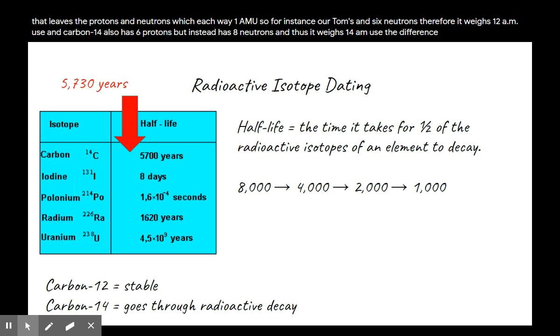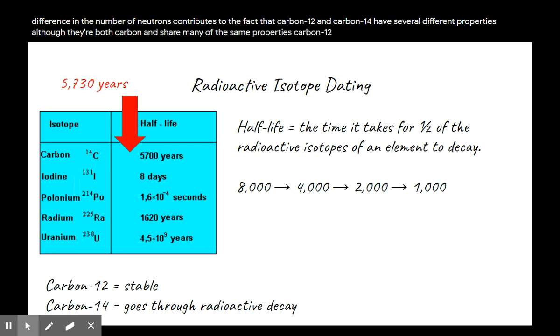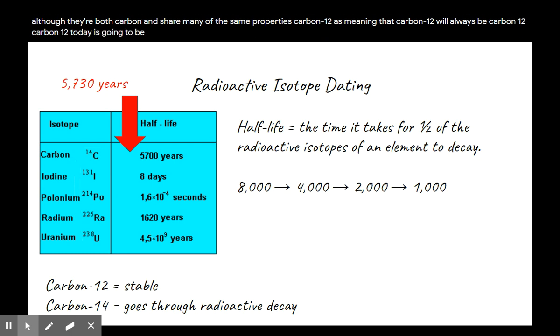The difference in weight and the difference in the number of neutrons contributes to the fact that carbon-12 and carbon-14 have several different properties. Although they're both carbon and share many of the same properties, carbon-12, as stated on this page, is stable, meaning that carbon-12 will always be carbon-12. Carbon-12 today is going to be carbon-12 next week, next year, and 10,000 years from now.